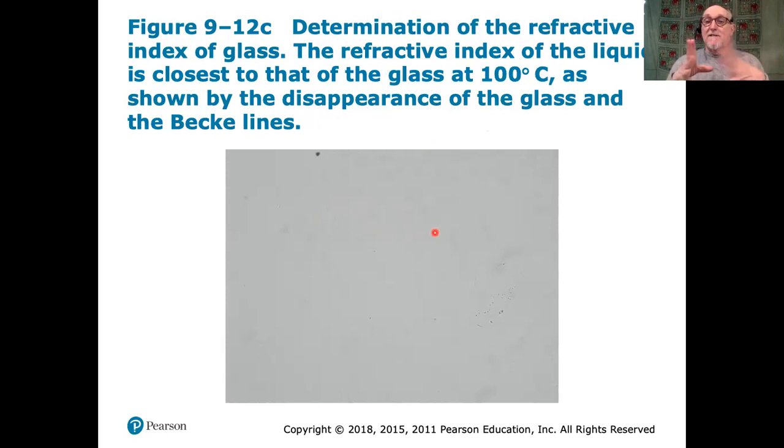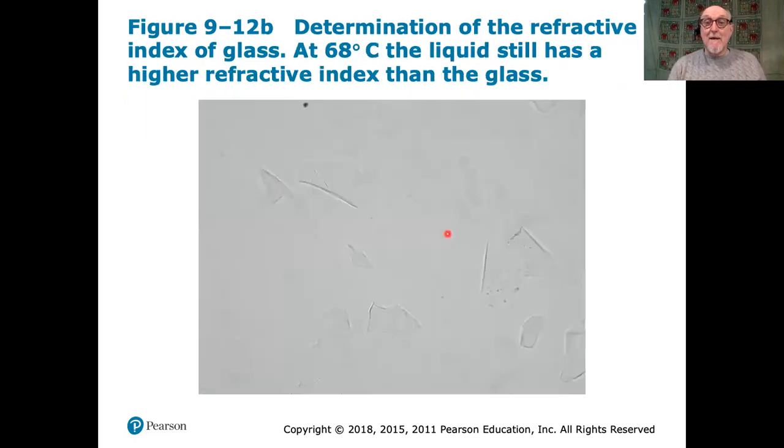What is the refractive index of this oil? You could look up what its density is too, but you could look up what the refractive index of that oil is at this particular temperature. And if the glass fragments have disappeared, the refractive index is the same.